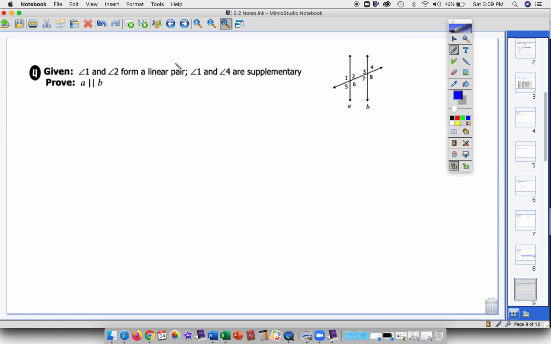Okay, let's see what's next. Okay, so here we have angle 1 and angle 2 form a linear pair, and angle 1 and angle 4 are supplementary. So prove A is parallel to B. So again, I want you to pause the video, go ahead and give this a try, and when you're done, come back. You'll see there's a lot of repeated patterns in these. So just look at what we've done previously, give it a good shot, and when you're done, come back and we'll compare.